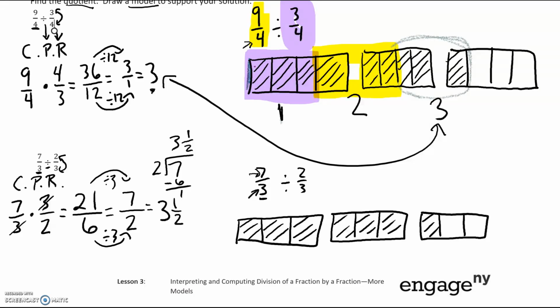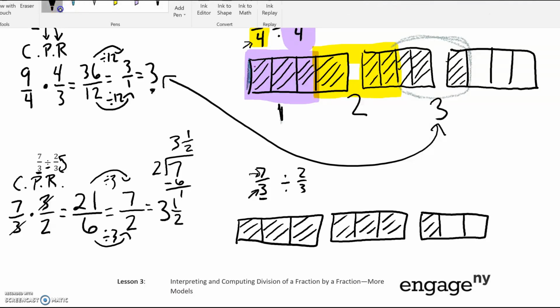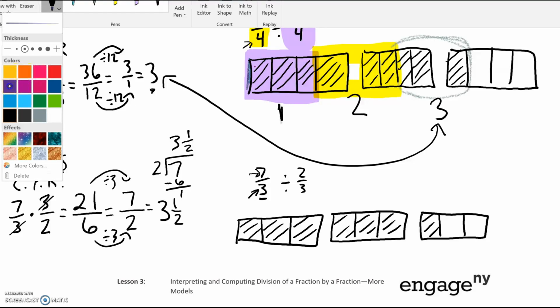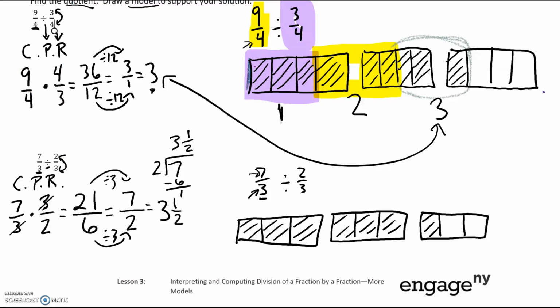So now I'm breaking this up into groups of 2/3. So let's check what 2/3 would look like. So here is 3/3 right here, and I only want 2/3. I only want 2 parts out of 3. So that is one group. Here is another 2/3, 2 parts. Here's another one, 2 parts. So here I have 3 whole groups, but I still have this leftover piece right here.